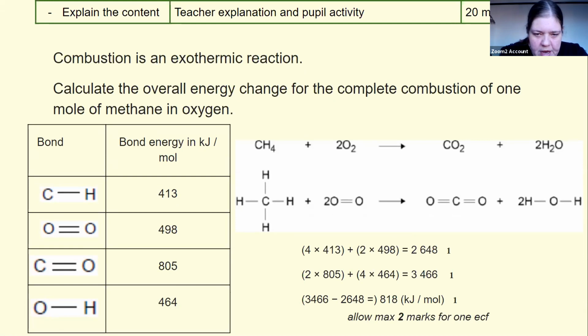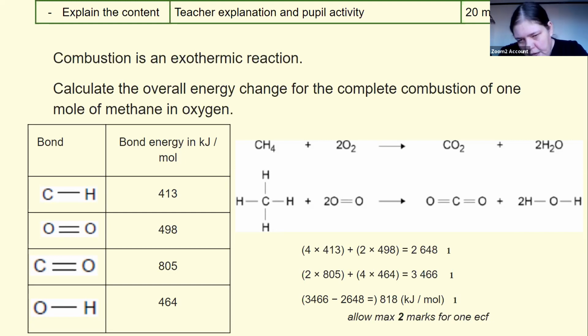So there we've got, again, the 4 times 413 for the methane. Then we've got the 2 times the 498 for the 2 oxygens, which gives you 2,648. And that is a mark if you've managed that all by itself.